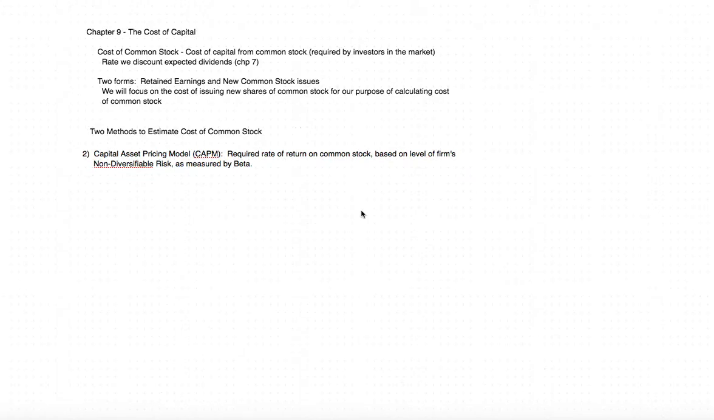The second method that we could use to estimate the cost of common stock is to use the capital asset pricing model, which we were introduced to and worked with back in Chapter 8, which was risk and return. So the capital asset pricing model, again, is the required rate of return on common stock based on the level of a firm's non-diversifiable risk, and we measure that non-diversifiable risk via beta.